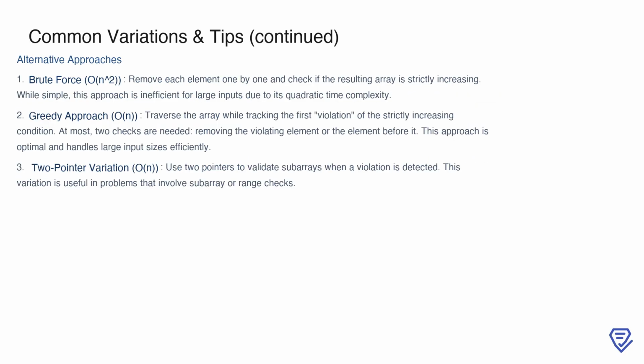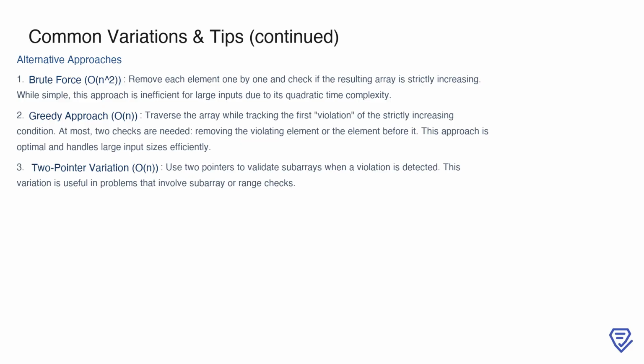There are multiple approaches to solving this problem, each with its pros and cons. A brute force approach involves removing each element one by one and checking whether the resulting array is strictly increasing. While this method is easy to understand, its O(n²) time complexity makes it impractical for large inputs. A more efficient solution is the greedy approach, which works in O(n) time. Here, you traverse the array while keeping track of the first violation of the strictly increasing condition. At most, you need to validate two scenarios: removing the violating element or the one immediately before it. This approach is optimal and handles large input sizes effectively.